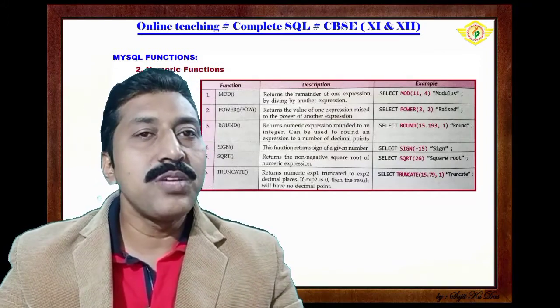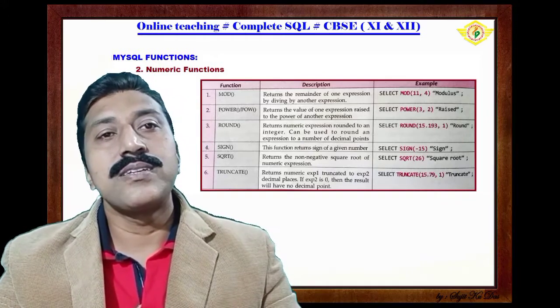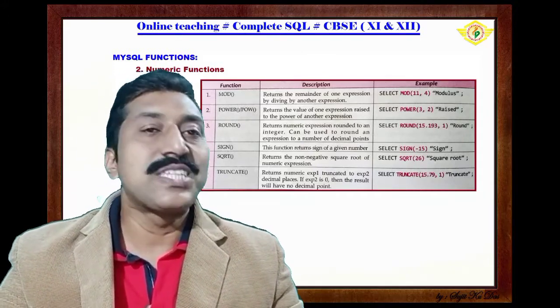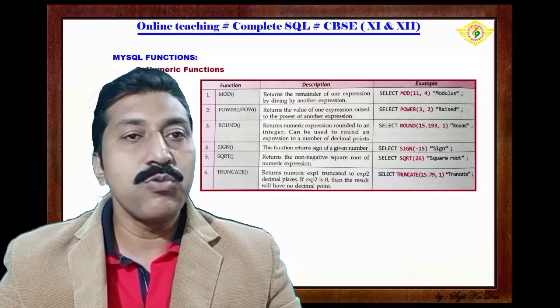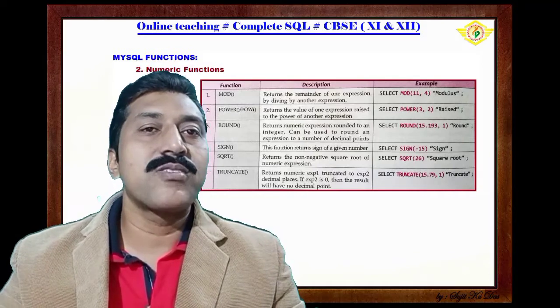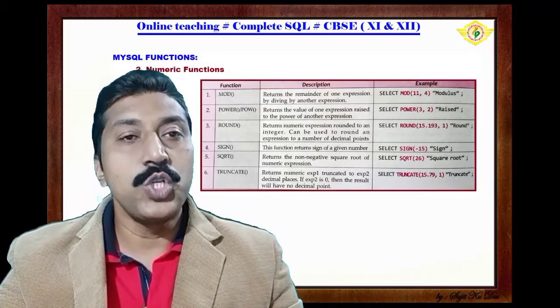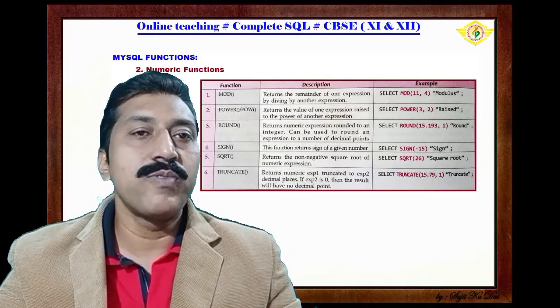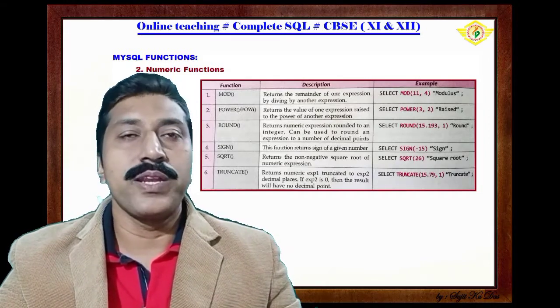Then SIGN, the function returns the sign of a given number, meaning whether it is negative or positive. SQRT is used to find the square root of a number. TRUNCATE returns the numeric expression truncated to expression 2 decimal places. If expression 2 is 0, then the result will have no decimal point.